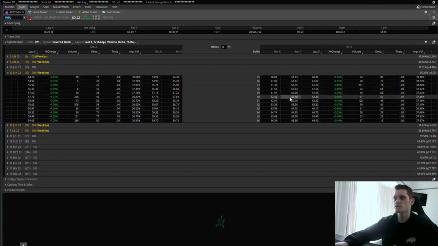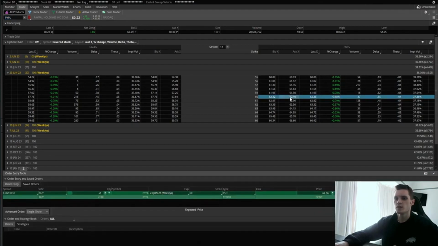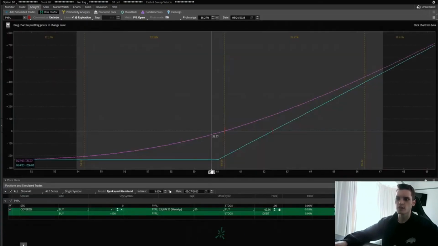So then what we can do is go over to the puts. We can look to buy the puts. And what you can see here is it will buy one put, and it will also buy 100 shares. And then if we go over to the analyze trade, we can see what your defined risk is. Your defined risk in this case is $236. And then if it goes to the upside, you've basically got the unlimited upside.